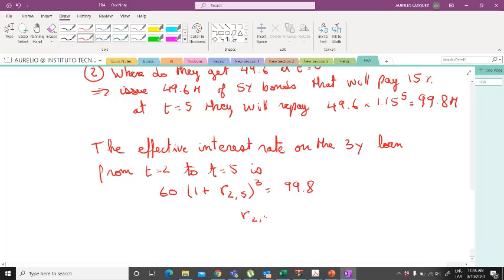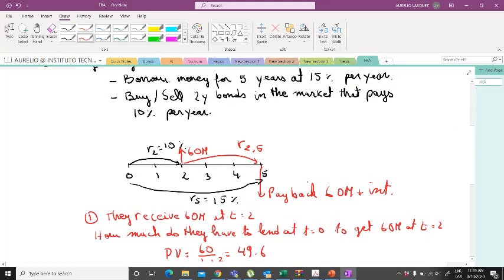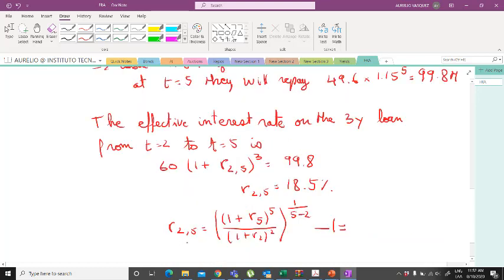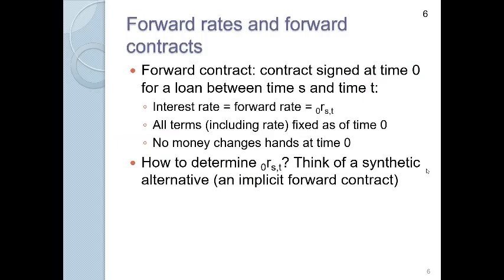Hence, R2,5 is equal to 18.5%. Let's put that rate here. So this is going to be the R2,5 is 18.5%. We can also use the formula from the slides where we replace T and S, and then we're going to get the same 18.5%. So now we move from forward rates to forward contracts.